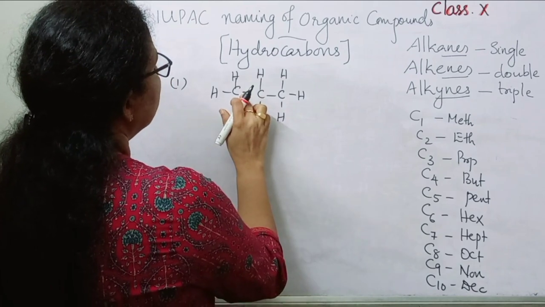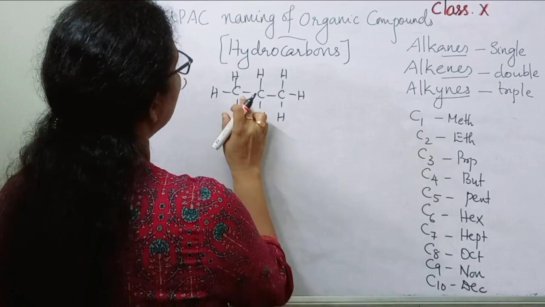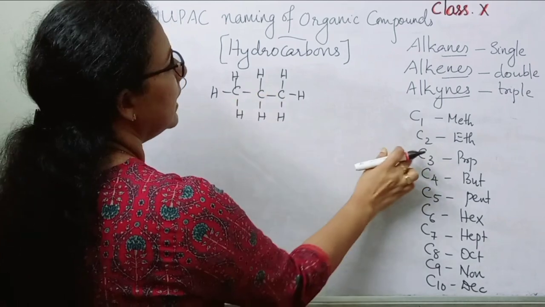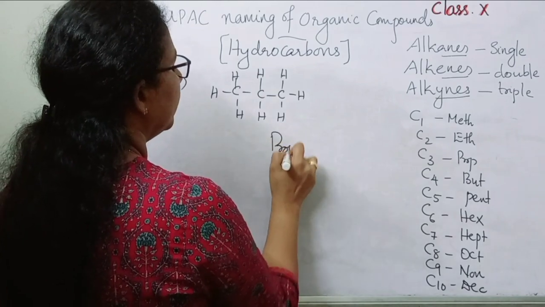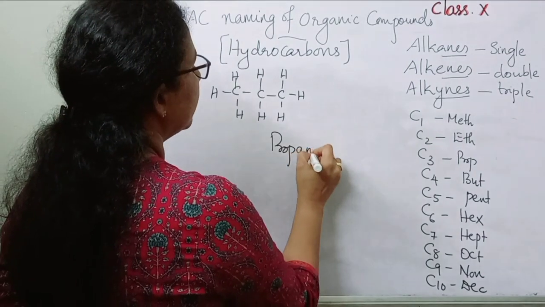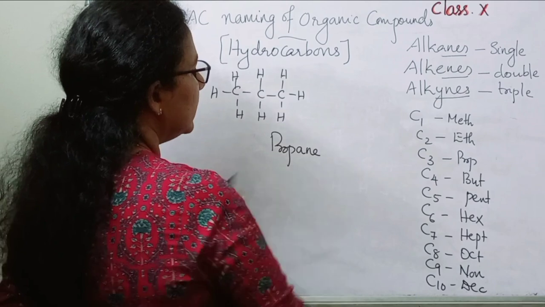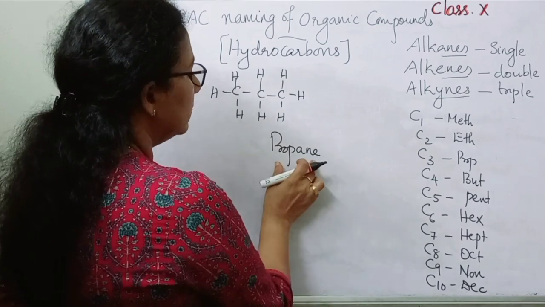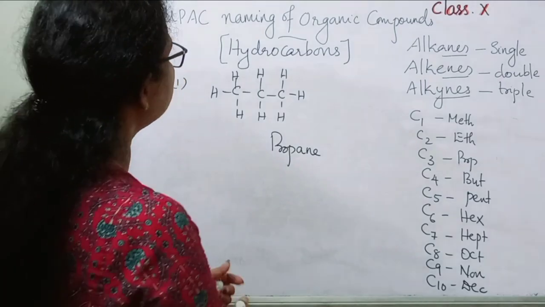And the next step is find the number of carbon atoms. So there are 3 carbon atoms in this case. 1, 2, 3. 3 carbon atoms in this case. So the name starts with prop. The name starts with prop and ends with ane since it is an alkane. So since it is a single bond, it ends with ane, and the IUPAC name of this particular compound is propane.